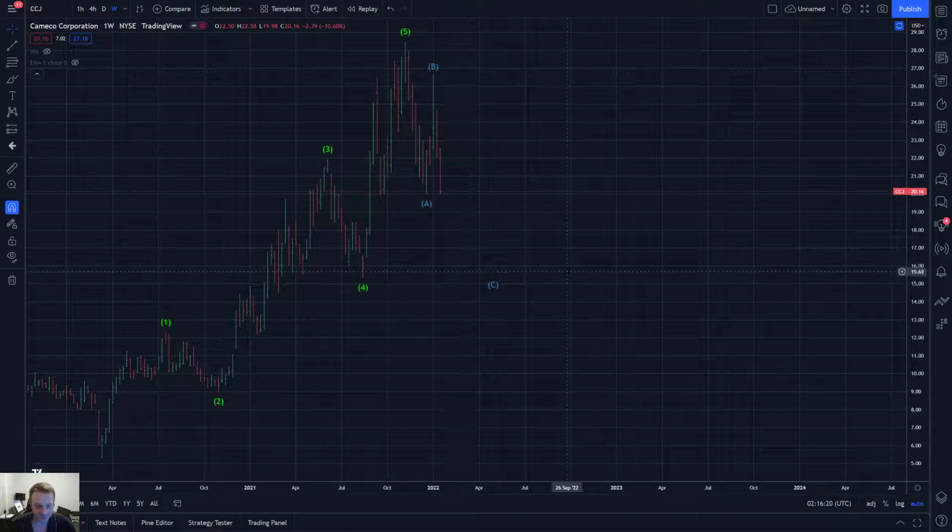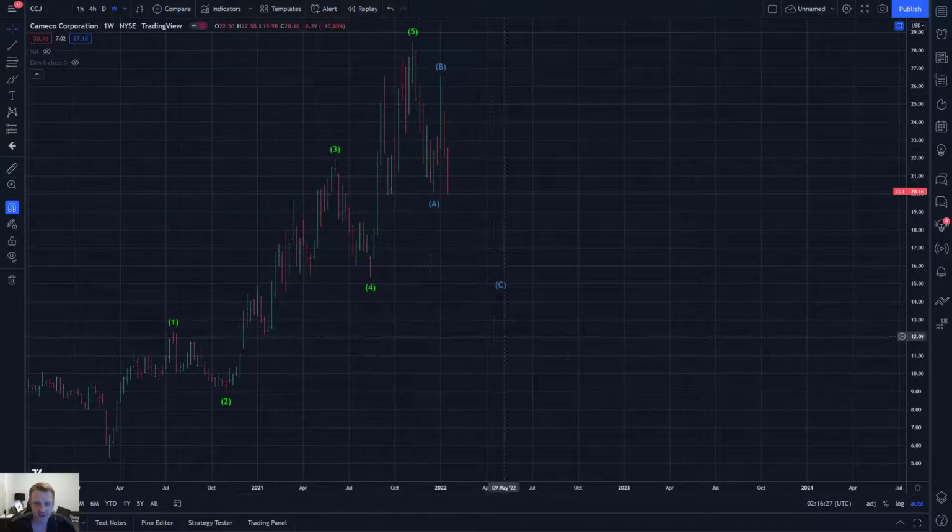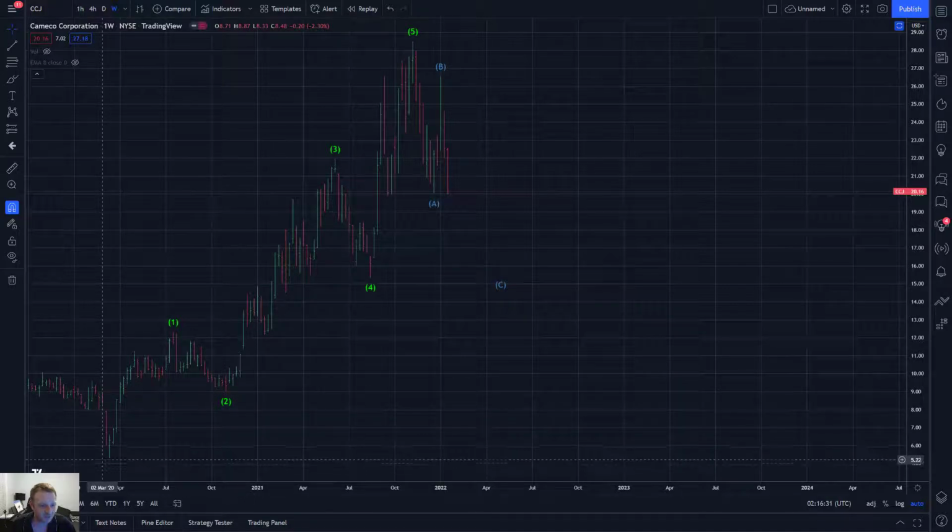Possibly a zigzag or a flat. Kind of looks like we're in the zigzag camp here. And also, before I get into this corrective move that appears to be in progress, let's just examine this. Okay, so we get a 5-wave move up for wave 1. Then we get an ABC down for wave 2.